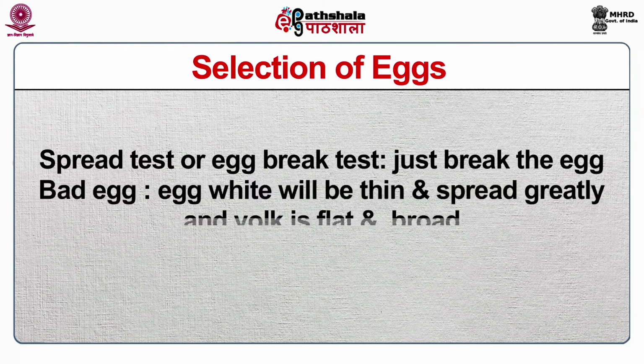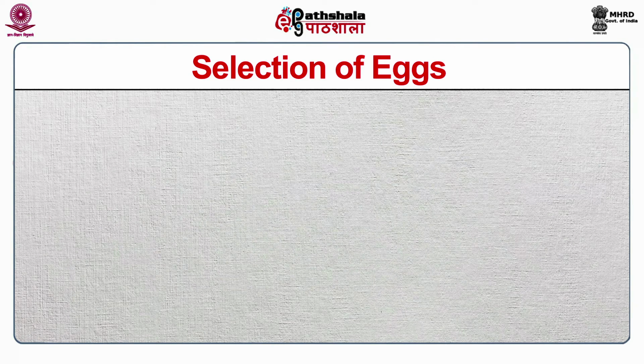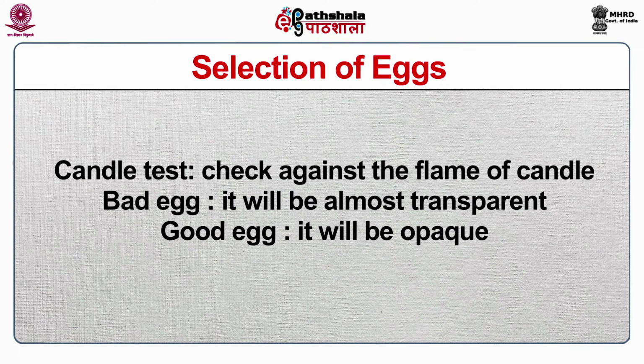Spread test or egg break test. Just break the egg. In a bad egg, the egg white will be thin and spread greatly, and the yolk is flat and broad. A good egg will be thick and the yolk will be in the center, round and high. Candle test. Check against the flame of a candle. A bad egg will be almost transparent. A good egg will be opaque.